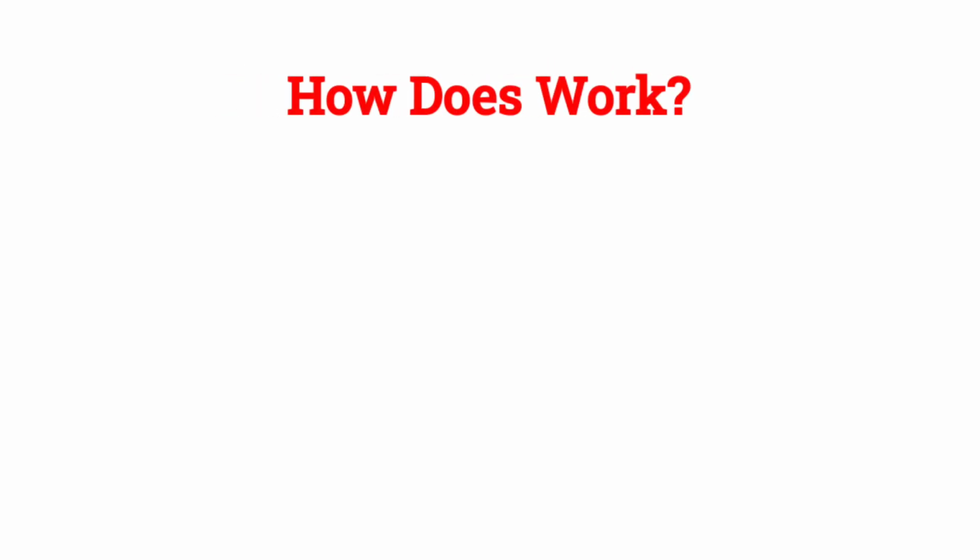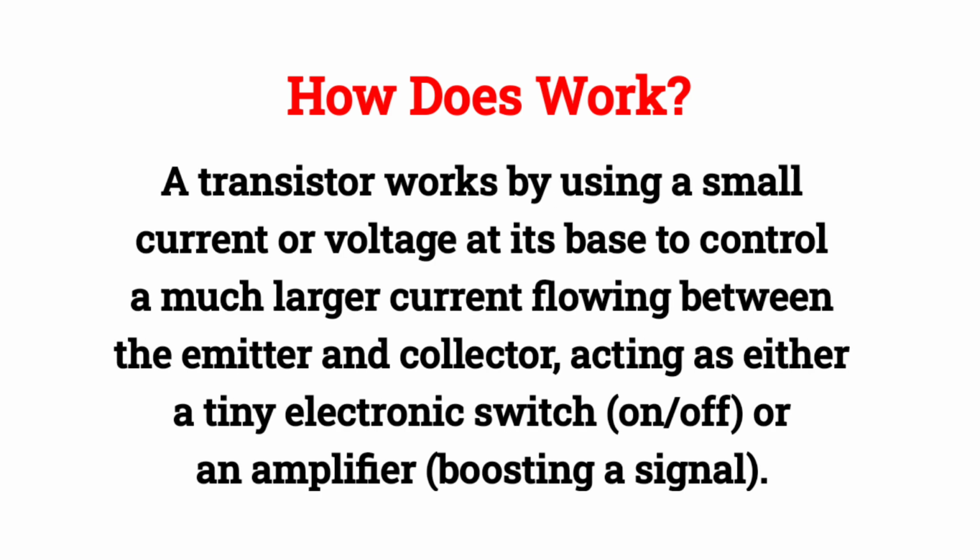How does it work? A transistor works by using a small current or voltage at its base to control a much larger current flowing between the emitter and collector, acting as either a tiny electronic switch (on-off) or an amplifier, boosting a signal.